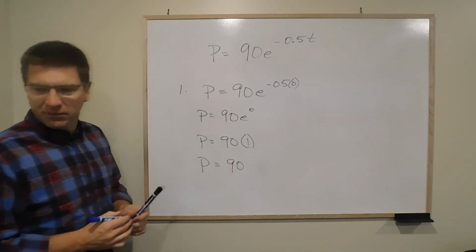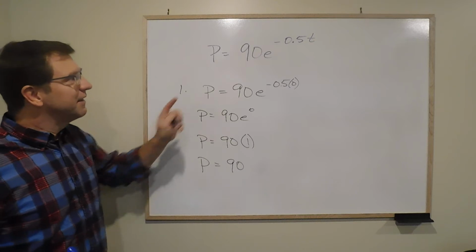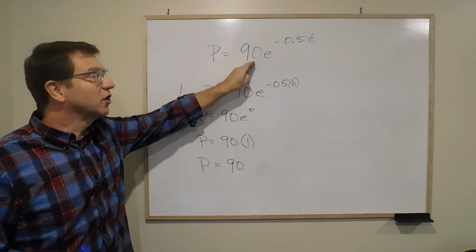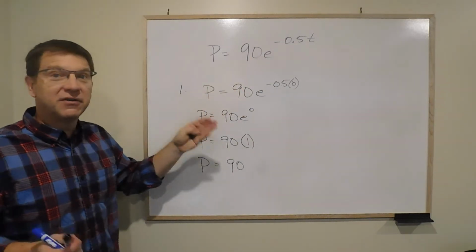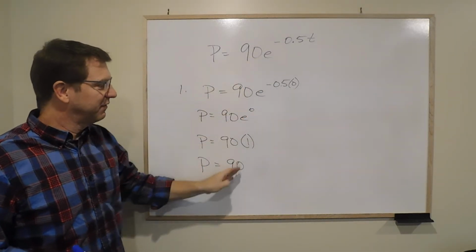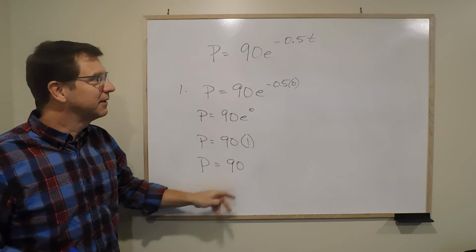Now that's what we got for an answer there. It makes sense because the initial value occurs when time is 0. Time is 0, so at the very starting point we need to get the initial value as our answer. So that 90 makes sense, right?